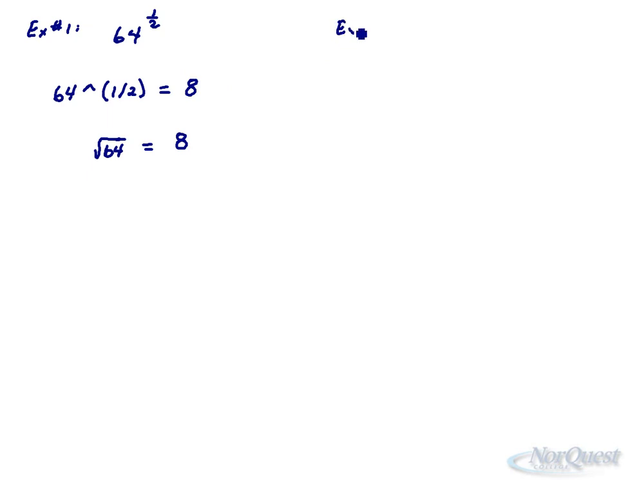Example number 2, let's pick something a little bit more challenging. We're going to write this as -8 to the power 2/3. There are a couple of ways to do this. If you wanted to use your calculator, you would put the -8 in brackets, then use your hat symbol, then 2 divided by 3, and you will get 4 as an answer.